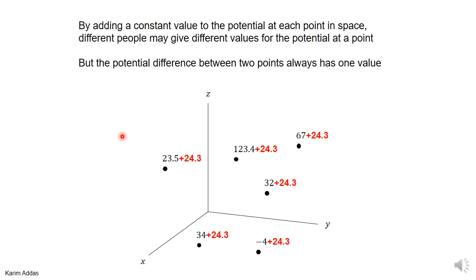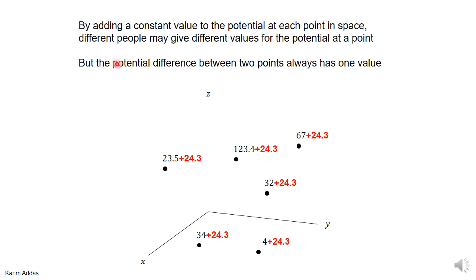So to summarize this, you could have different people telling you that the potential at a certain point in space is a different number. Someone could say the potential here is 23.5. Another person could say the potential here is 23.5 plus 24.3. The value of the potential at a point in space itself is not indicative of anything.